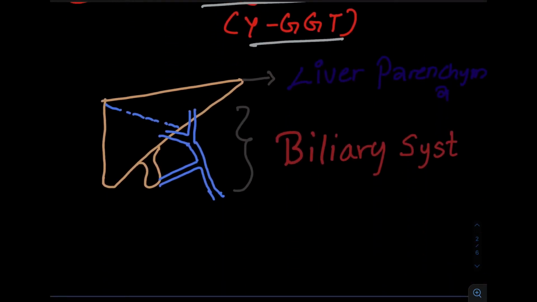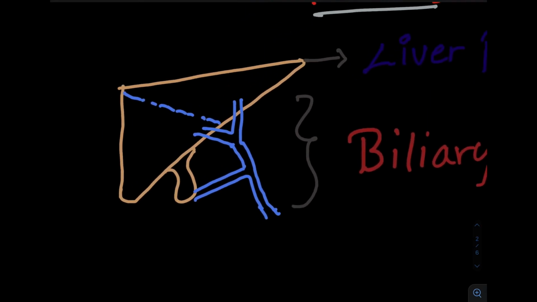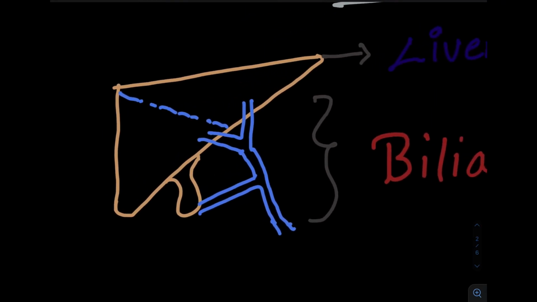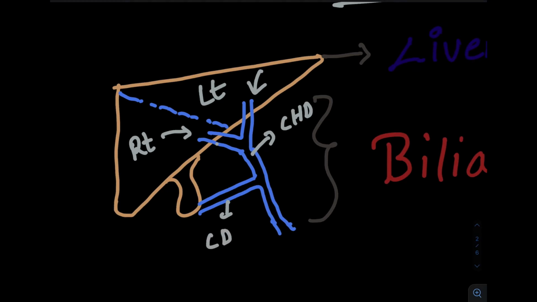So let's assume this is a liver. Please pardon my very bad drawing. This is the right lobe of liver. This is the left lobe of liver. From the right lobe of liver, there is right hepatic duct. From left lobe of liver, there is left hepatic duct. When the right and left hepatic ducts combine together, they form common hepatic duct. When common hepatic duct is joined by cystic duct, then it forms something known as common bile duct.